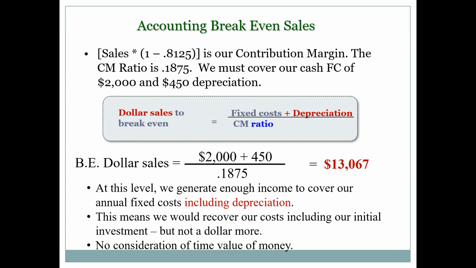So at this level, we generate enough income to cover our fixed cost, our variable cost, and our depreciation expense. And that means we recover all of our costs, but not a dollar more. I don't make any profit. I don't generate any additional compensation for taking risk, right? So I don't have any consideration of time value of money. But at the very least, I don't lose anything. I just don't make anything. Not the best place to be, but it is a very useful point to know, and it's a very useful thing to understand about our project.